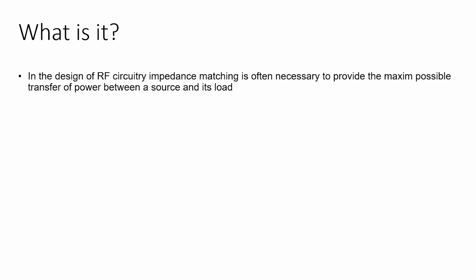What this means is you're trying to move something from A to B. You want the maximum amount of power to be shifted. You do not want anything in between that could reflect it or block it. This is what impedance matching provides us with: it lets us transfer stuff from A to B.